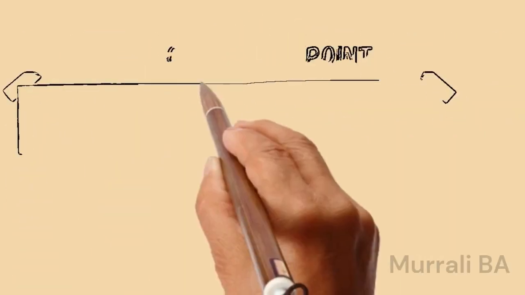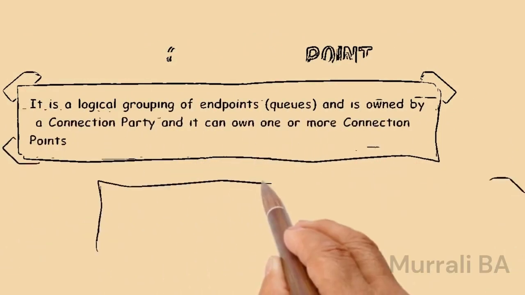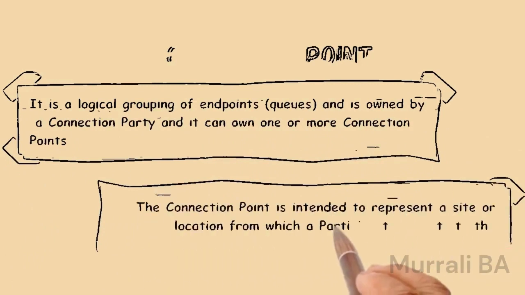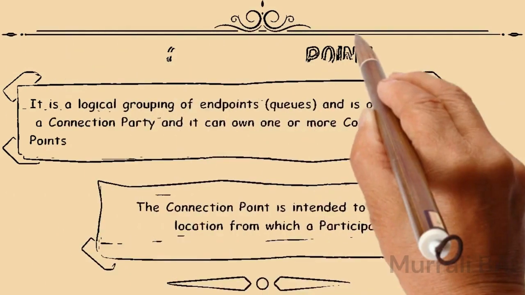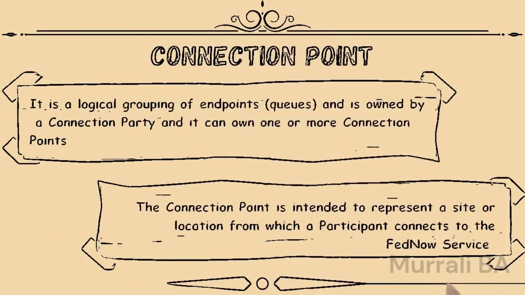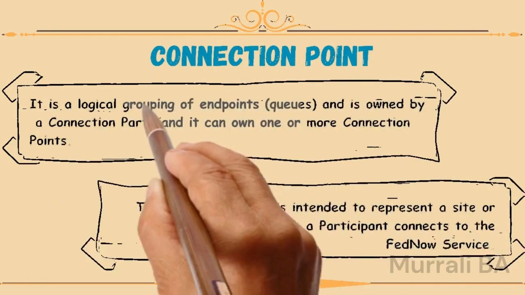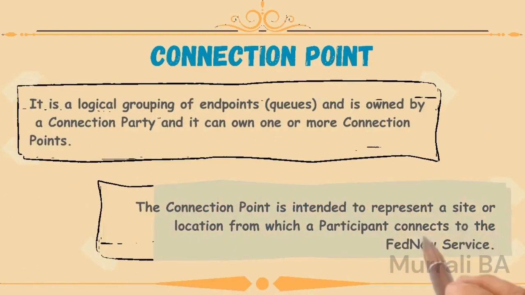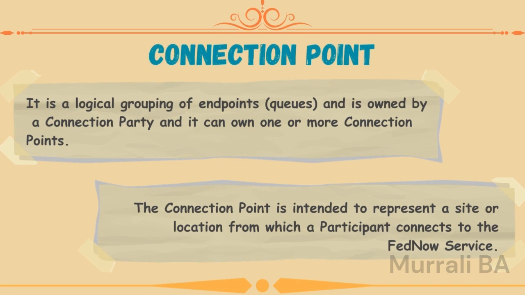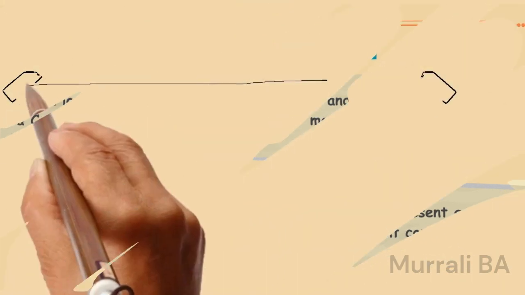Connection point. It is a logical grouping of endpoints, nothing but MQs, and it is owned by a connection party, which has a one-to-many relationship with the connection point. The connection point basically represents the site or location, perhaps you can call it a data center location, of a bank that is connected to the FedNow service. Having multiple connection points offers flexibility to the connection party to disconnect or reconnect any connection point based on the message traffic. Like connection party, this is also configured by the Federal Reserve Bank and viewable only in the FedNow interface.